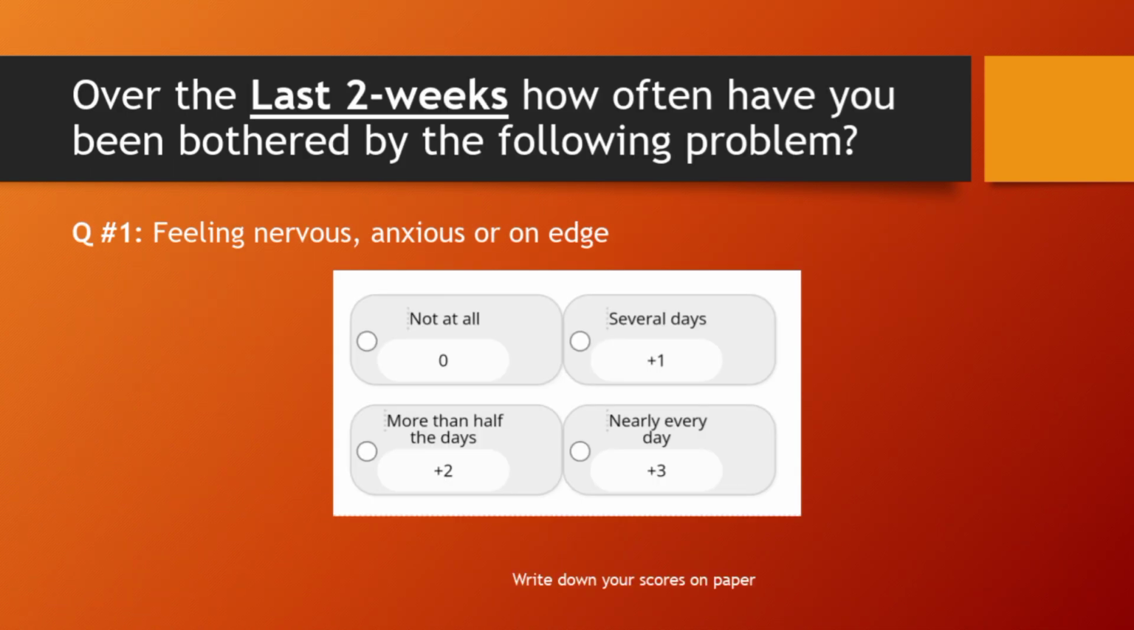Over the last 2 weeks, how often have you been bothered by the following problems? Feeling nervous, anxious, or on edge? What's your answer? Write down your score on paper. Number 2, not being able to control or stop worrying. What's your answer? Write your score on paper. Number 3, worrying too much about different things. What's your answer? Write down your score on paper.